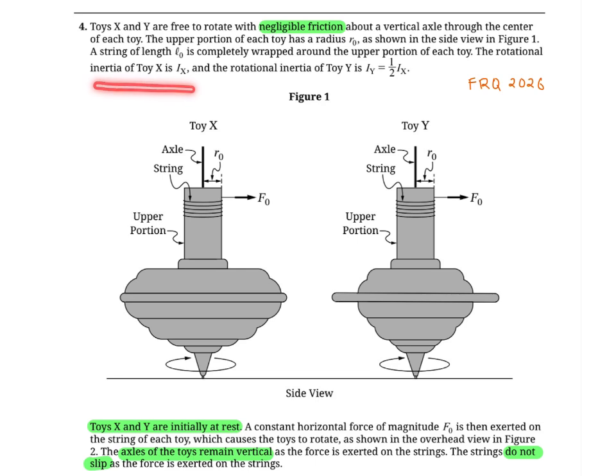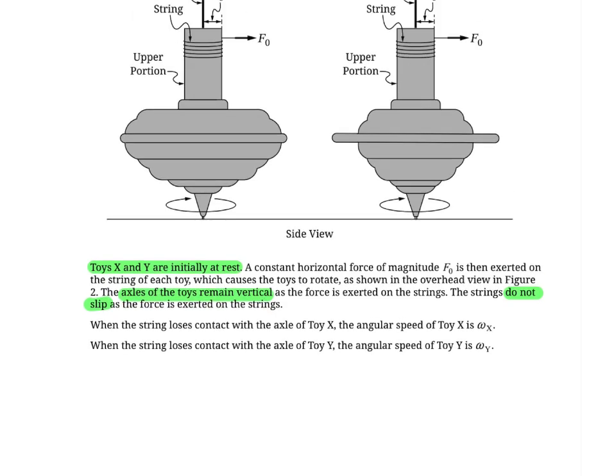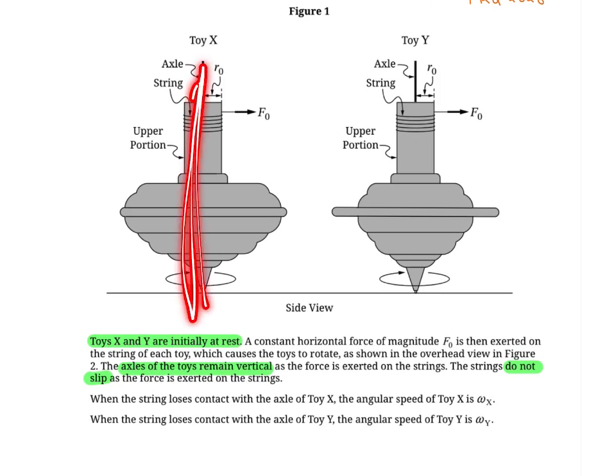Rotational inertia of toy X and toy Y is also given. So toy Y has less rotational inertia than toy X. Okay. So initially, toy X and Y are at rest. It implies that the initial rotational kinetic energy is zero. And we have already seen that a constant force has been applied. During the motion, we have to assume that the axle of the toy always remains vertical. So this axle will always remain vertical.